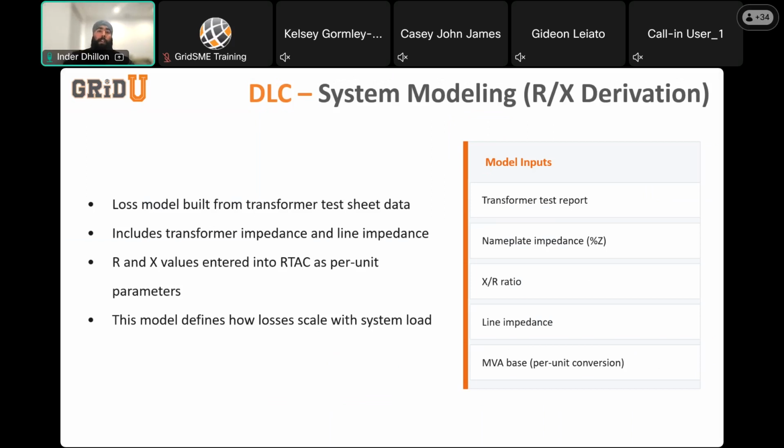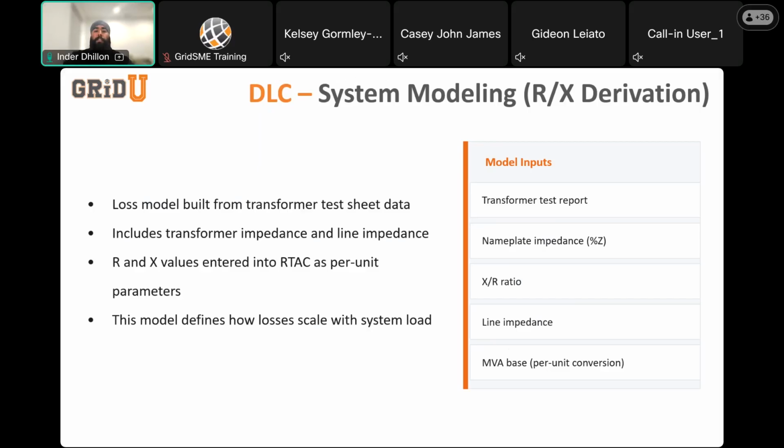So before the RTAC can calculate losses, it needs a model of how the system behaves electrically. The model is built using transformer test data, which provides the impedance characteristic of the transformer. From that, we derive equivalent resistance and reactance values, which represent how the transformer contributes to both real and reactive loss. In addition to that, line impedance is also included to account for losses between the transformer and the POI. So what we end up with is a set of R and X values that represents the overall system.